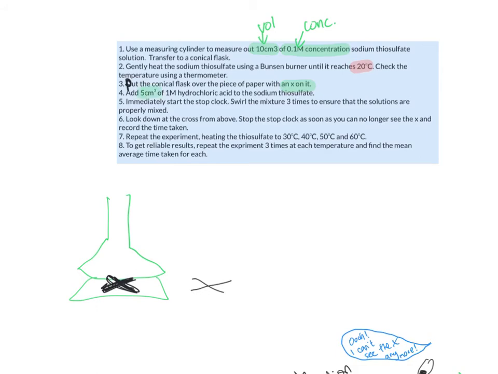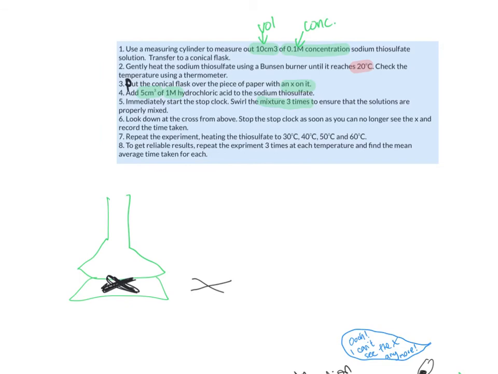Add 5 centimetre cubed of 1 molar hydrochloric acid to the sodium thiosulfate. Again, it's talked about the volume to use and the concentration to use. Immediately start the stop clock. Swirl the mixture 3 times to ensure that the solutions are properly mixed. So again, we've got more of these control variables.